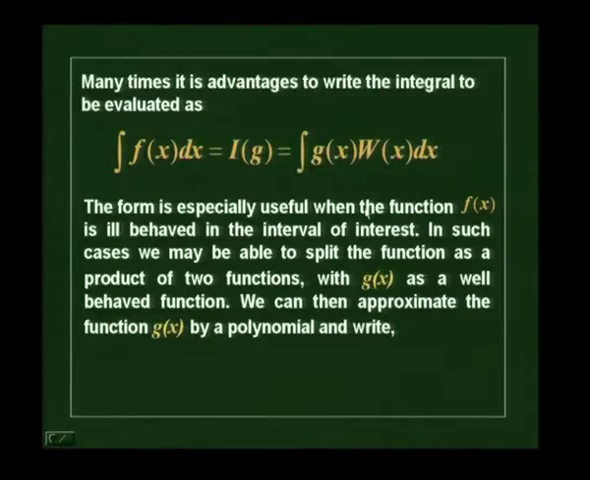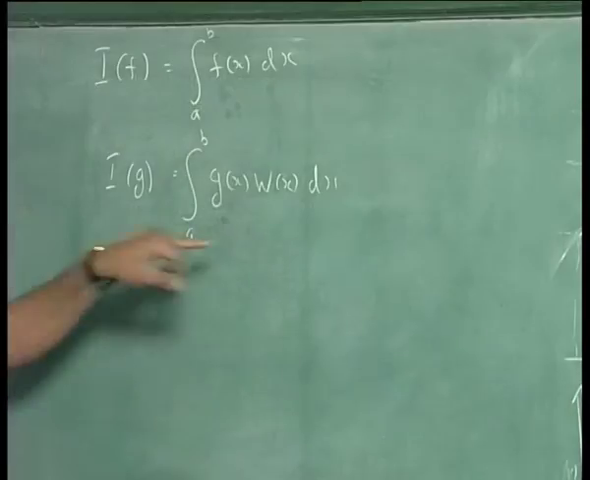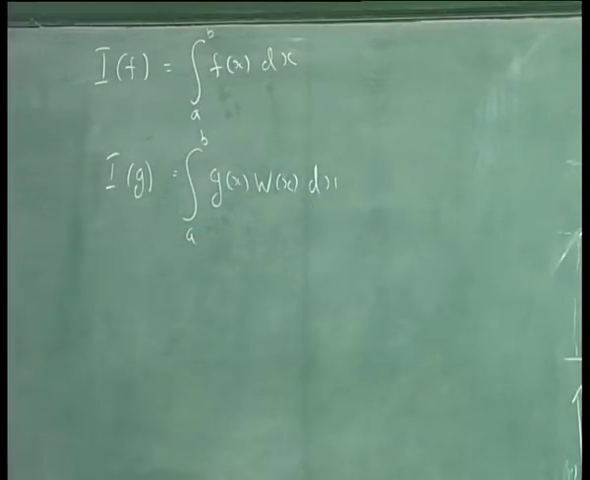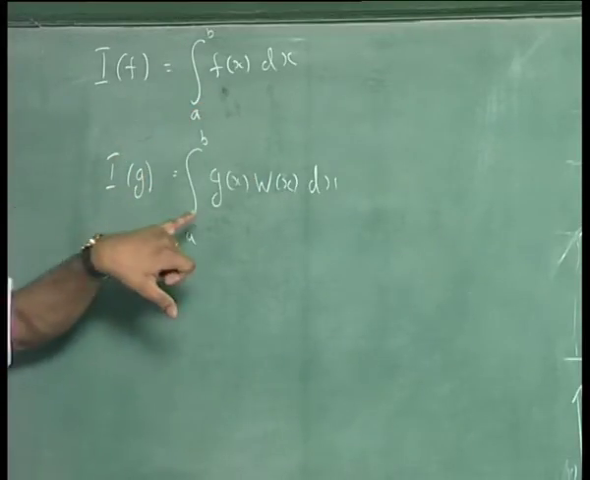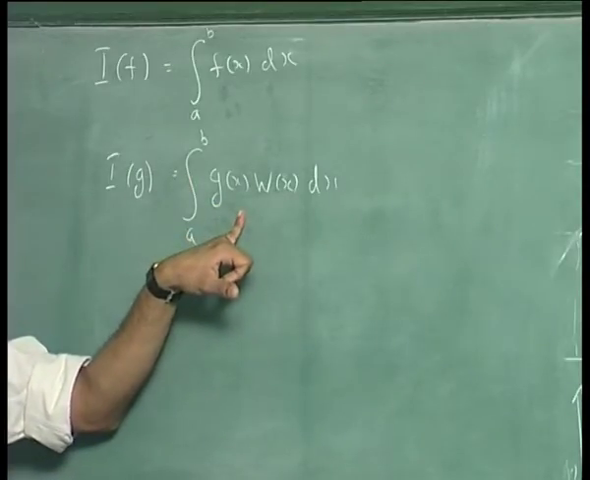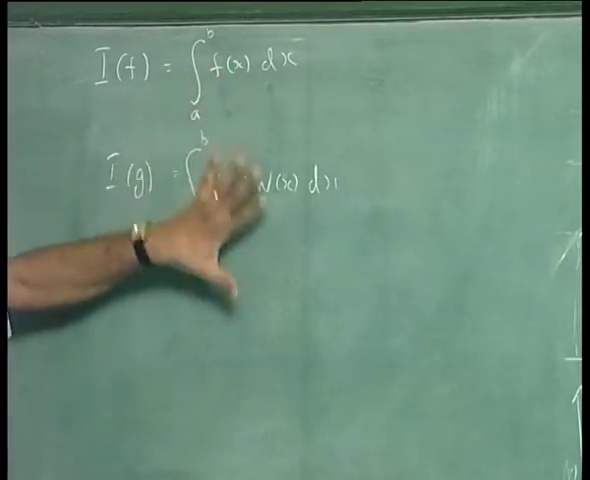So, as I said, there will be cases where f of x is not well behaved, but the integral is finite. In that kind of case this is particularly useful. So, then what we do is we do not approximate the whole function by the polynomial, we will just approximate the function g by the polynomial. Okay, that is the idea. Earlier we were approximating f as a polynomial, but now we will not do that, we will approximate the function g by a polynomial.